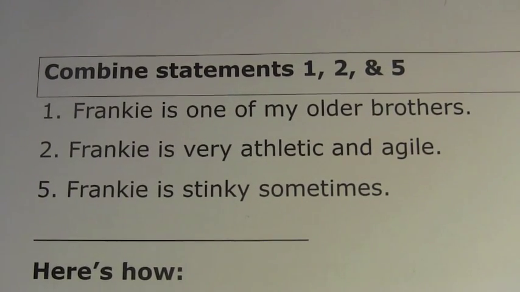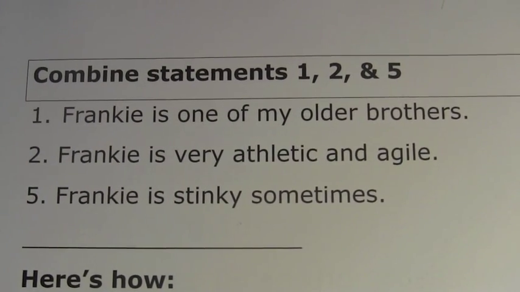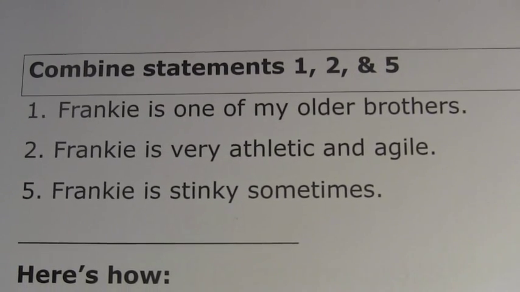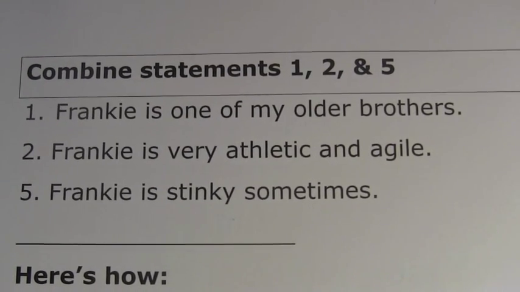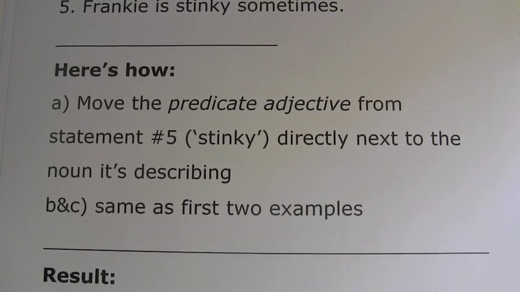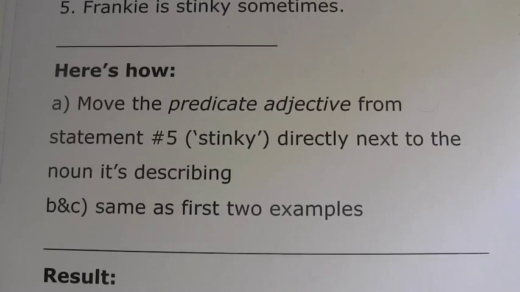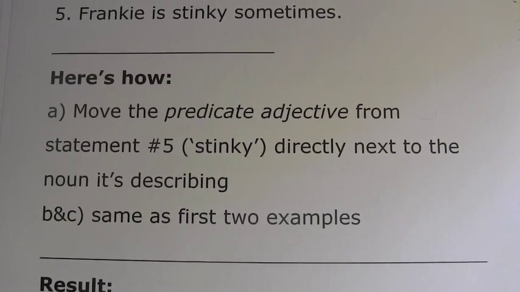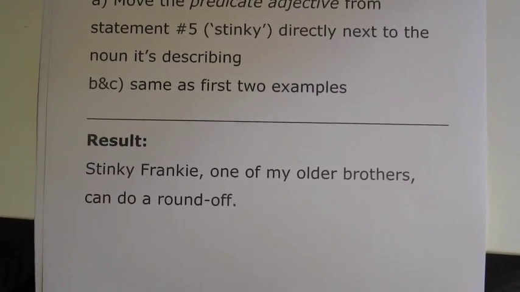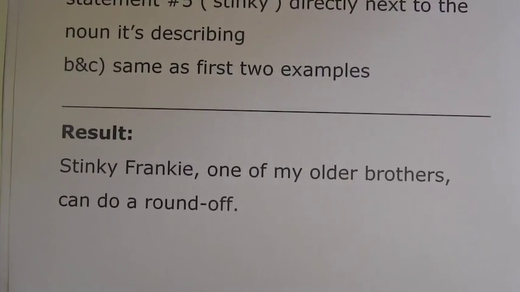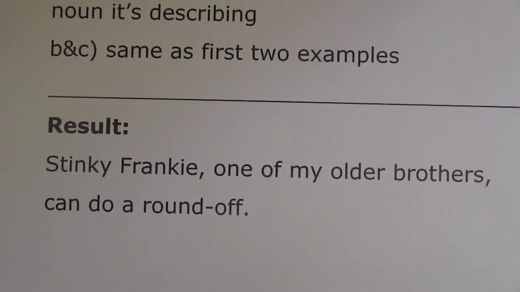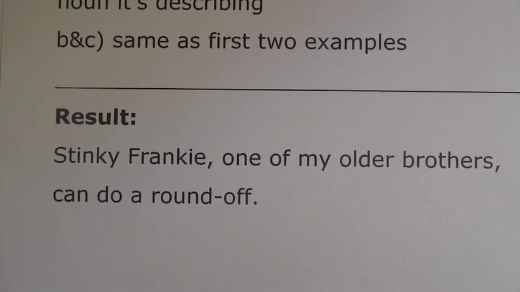Frankie is one of my older brothers. Frankie is very agile. Frankie is stinky sometimes. As with creating an appositive, a writer can take a predicate adjective and move it from after the linking verb to a spot next to the noun it's describing. Stinky Frankie, one of my older brothers, can do a round off.